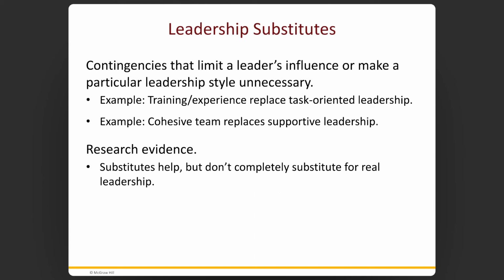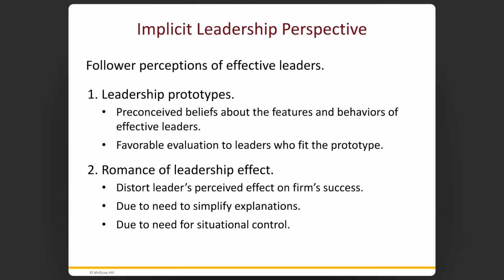But still, even though you've got a cohesive team, it does not totally eliminate the need for the leader, him, her, or themselves, to be supportive as well in that situation. There's this notion of the implicit leadership perspective, which holds that leadership also involves followers' perspectives of the characteristics and attributions of people in formal leadership situations.